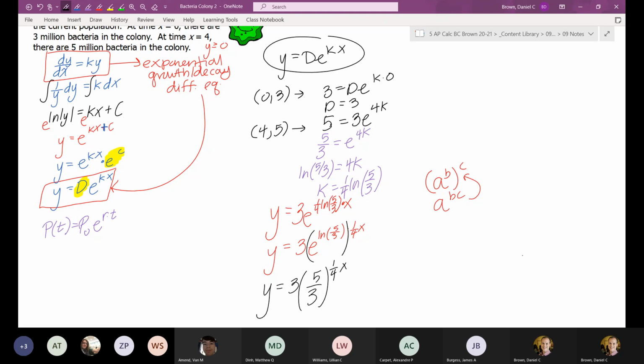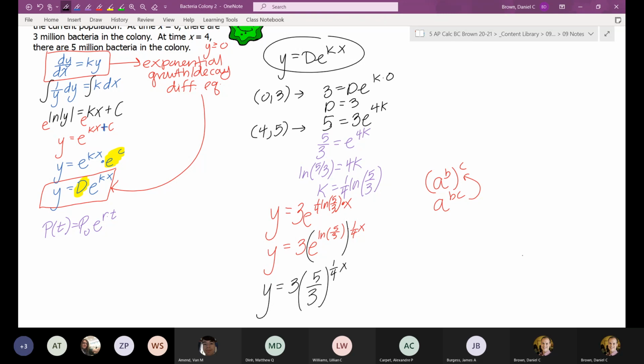Yes, sir? Would negatives matter? The negatives will still show up if necessary with your initial conditions. But for these, it's going to be decay. So what will end up happening is you would have a number less than 1 in that final parentheses.